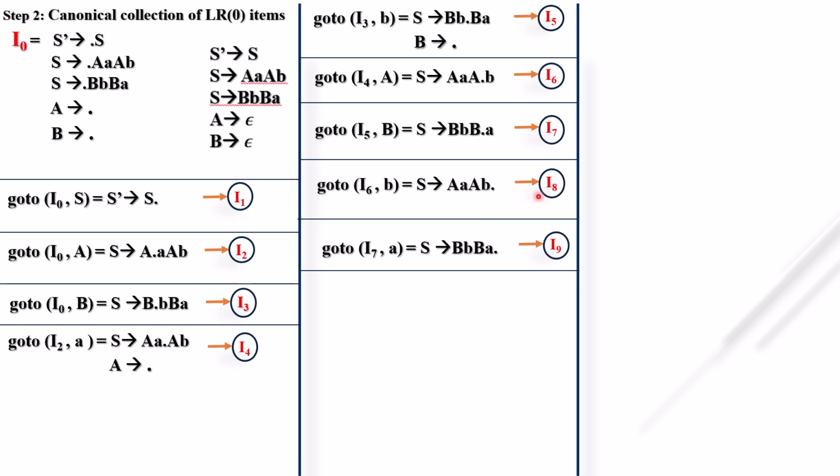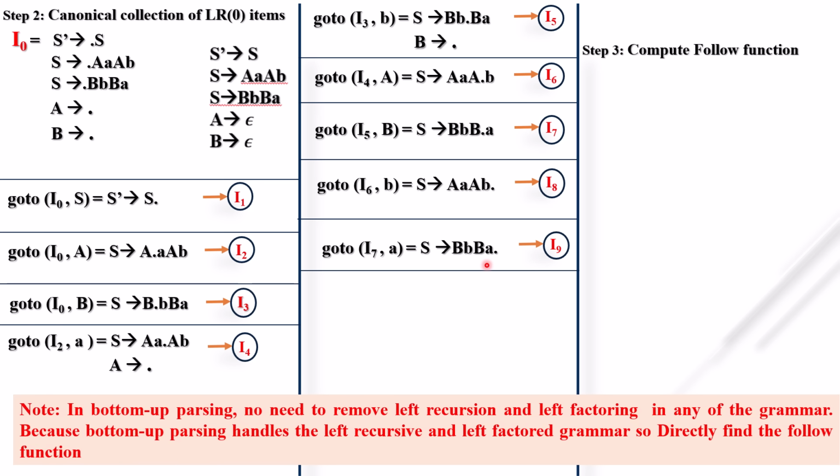Okay. Now check I8. The dot is already reached on the right hand side. I9. The dot is already reached on the right hand side. So we have to halt here. हमें यहाँ पे रुक जाना है. क्लियर है? नाउ व्हाट इज अवर स्टेप नंबर 3 टू कंप्यूट फॉलो फंक्शन.